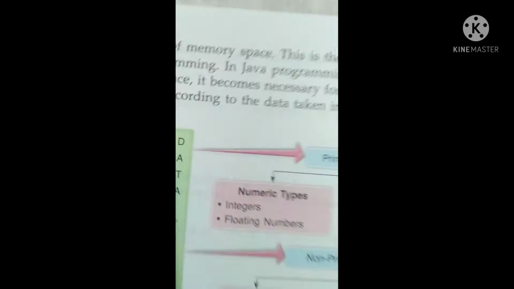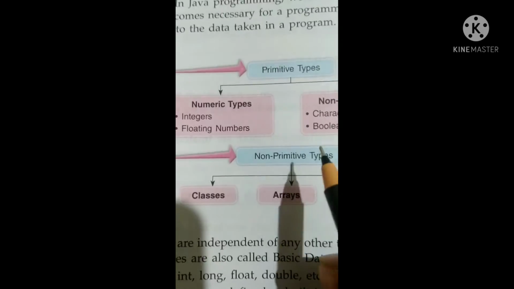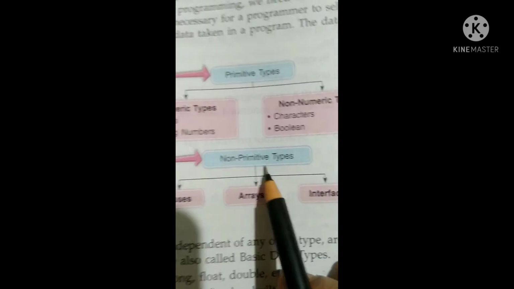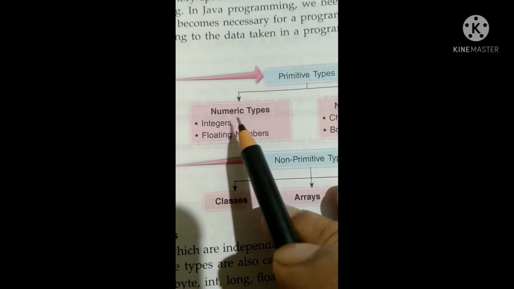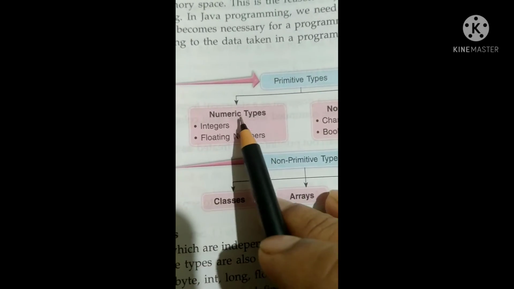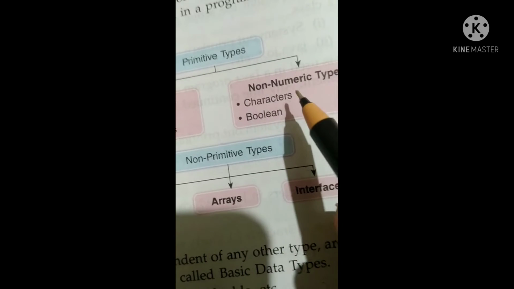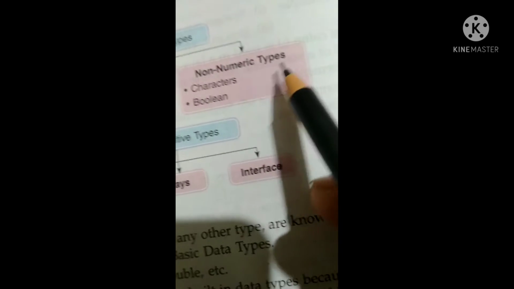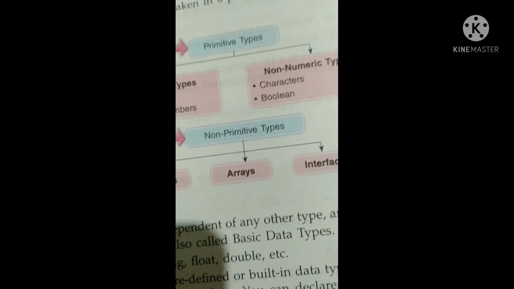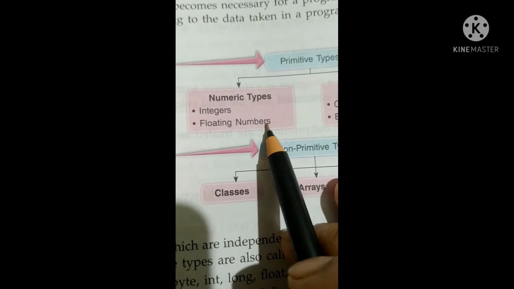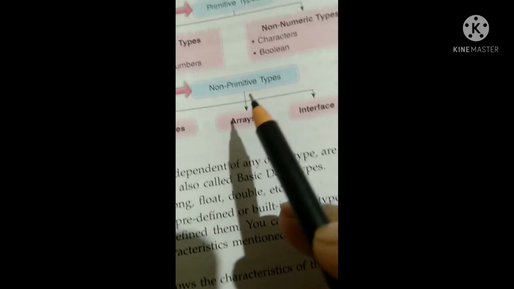So first of all we have to understand data types. First we have two types of data type: primitive and non-primitive data types. Primitive data types are numeric and non-numeric. In numeric we have integer and float, and in non-numeric we have characters and booleans. Characters means alphabets and boolean means true or false. Integer means any number without fraction. Floating means numbers with fractions.